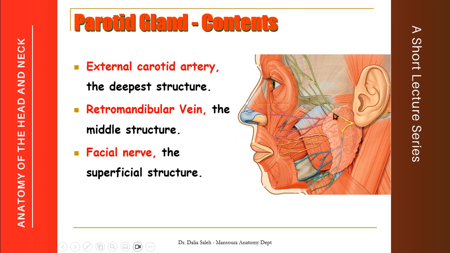The facial nerve will divide into 5 terminal motor branches that will come out from the anterior border of the parotid gland, as we can see here. We have the temporal branches, the zygomatic branches, the buccal branches, the mandibular branches, and the descending cervical branch. They will supply the muscles of the face, plus the buccinator and also the platysma muscle.